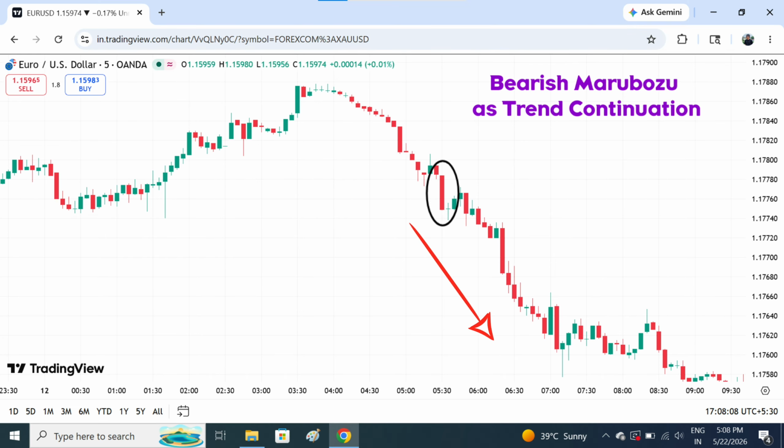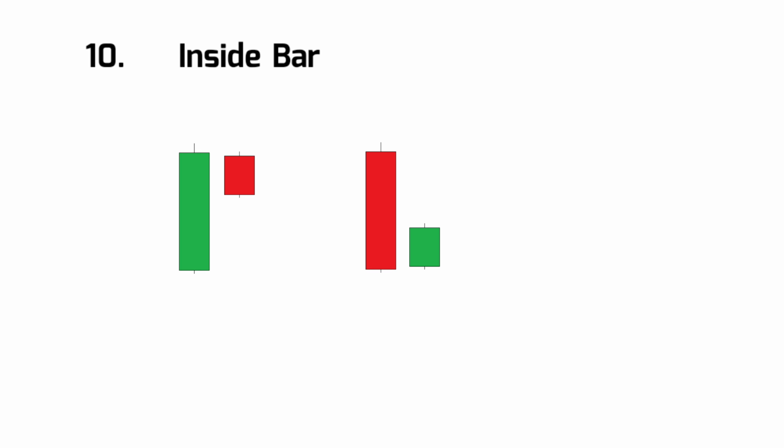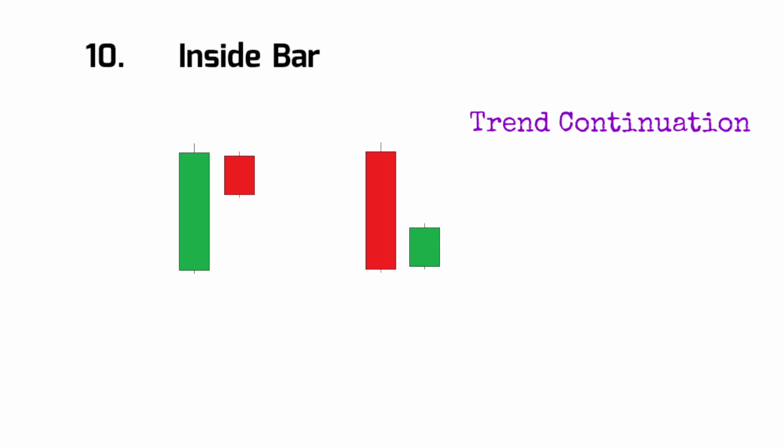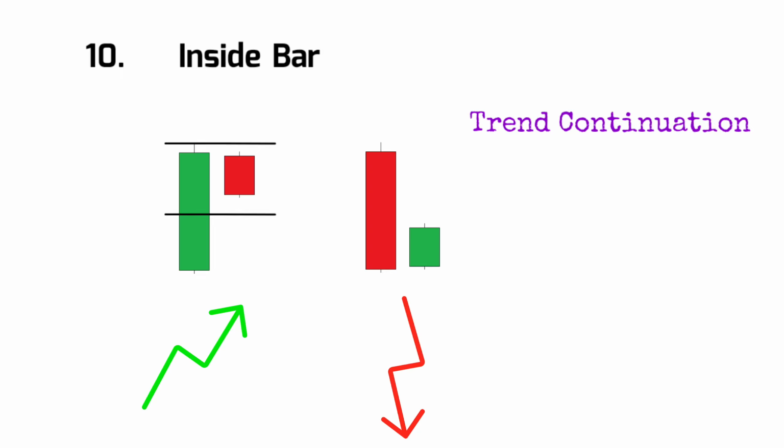Now we come to our last candlestick pattern, that is the inside bar pattern. At first glance, this pattern might look like a harami pattern to us, but it is quite different from the harami pattern. We use this for trend continuation. Its identification is something like this. During an uptrend, a big green candle is formed, and a small red candle is formed between the 50% level and the high of this big green candle. Similarly, during a downtrend, a big red candle is formed, and a small green candle is formed between the 50% level and the low of this big red candle.